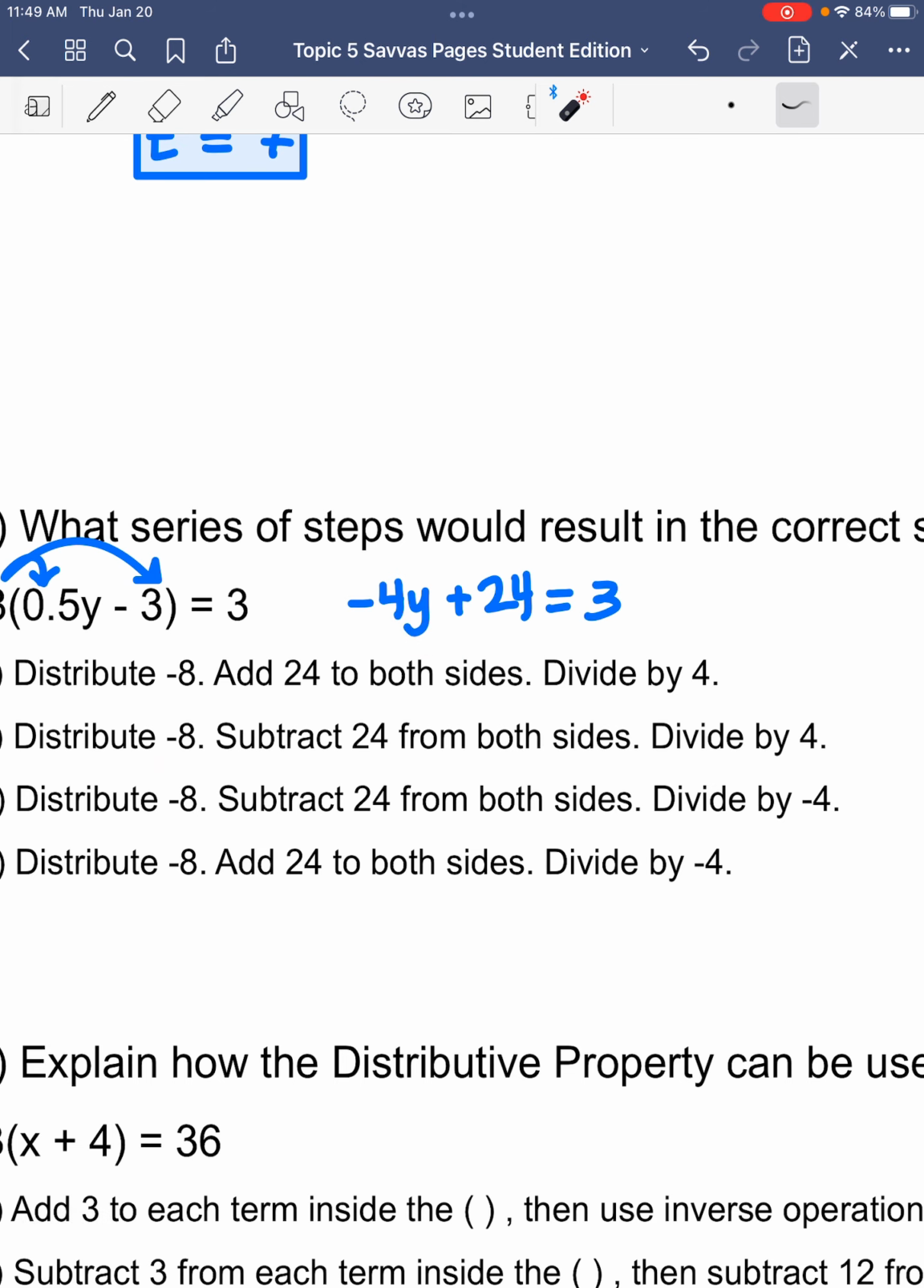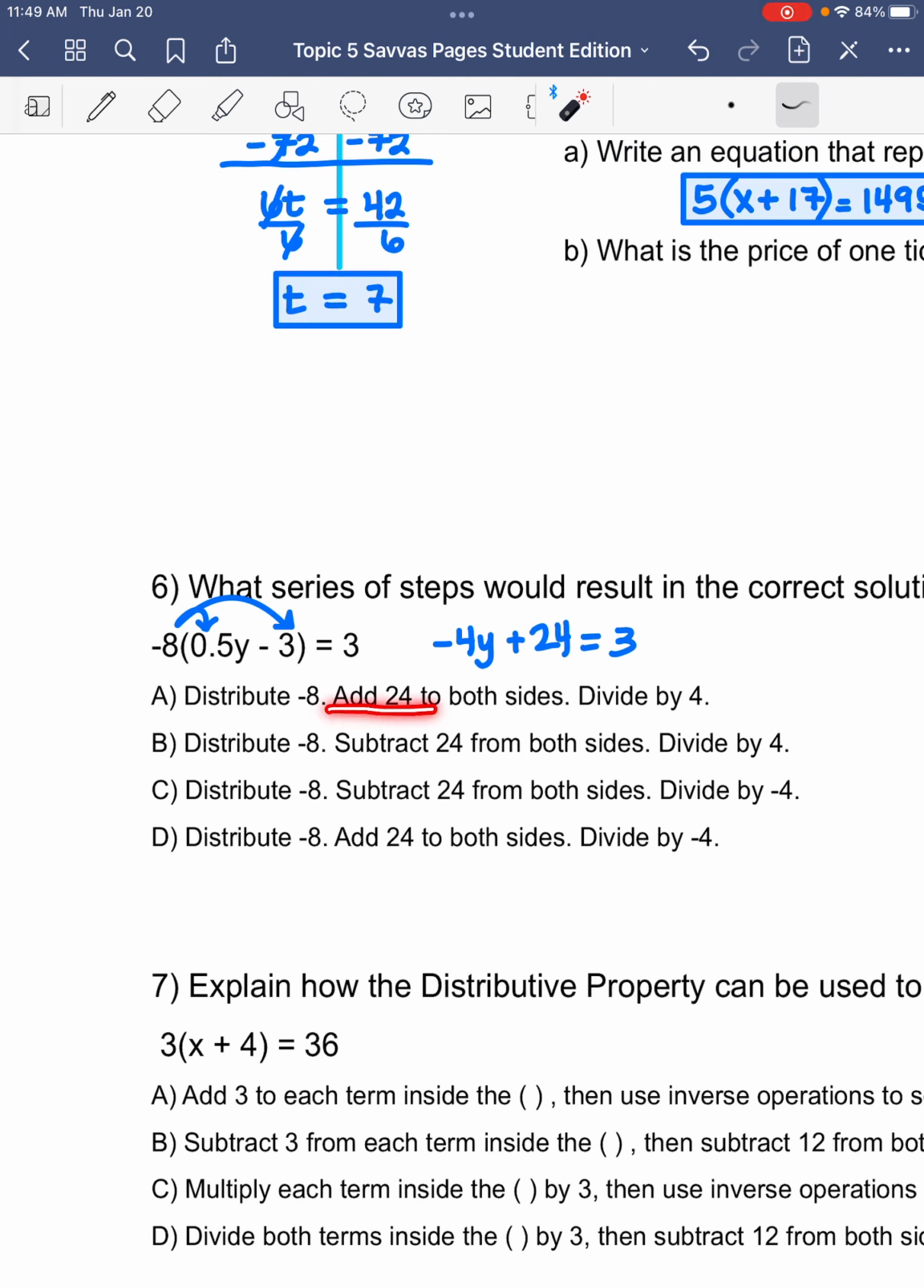In our second step, in order to get that y by itself, what would I undo first? Well, I would undo this adding 24, and I undo it by doing what? I subtract 24. So I know add 24 to both sides is not correct. So I can eliminate A and D. I'm just going to draw a line through those. A is not correct, and D is not correct, because it said add 24. I need to subtract 24.